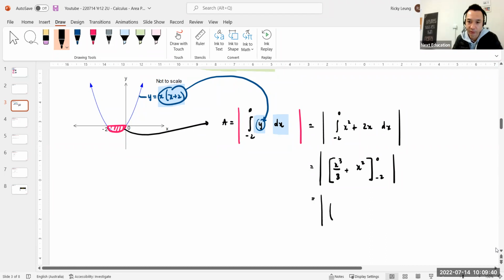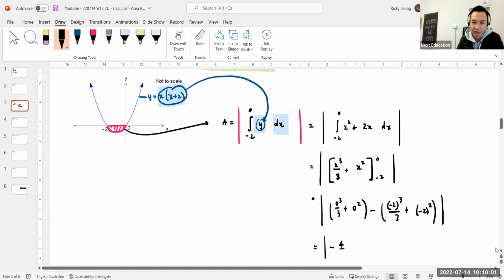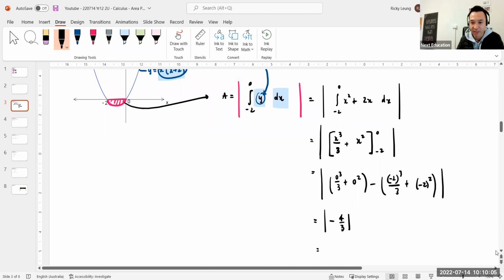So sub in 0: 0 cubed on 3 plus 0 squared, minus, sub in -2 with brackets, please. Very common mistake with that bracket. Actually, in this case, it does matter over here, so just put the bracket there. Guys, pretty sure you can punch that into your calculator. I believe you get the absolute value of -4 on 3. Might want to verify that, which basically means your answer is 4 on 3 units squared. Pretty straightforward there.